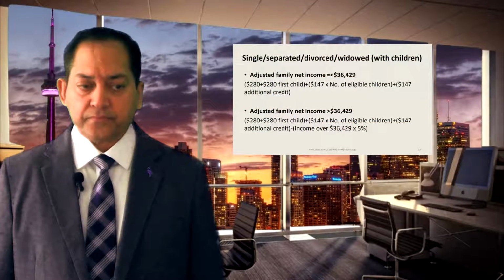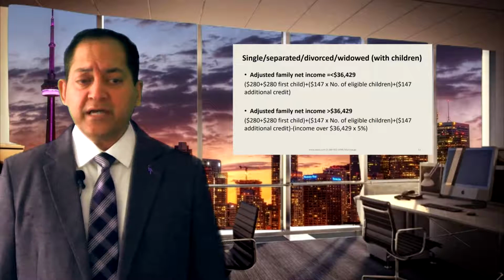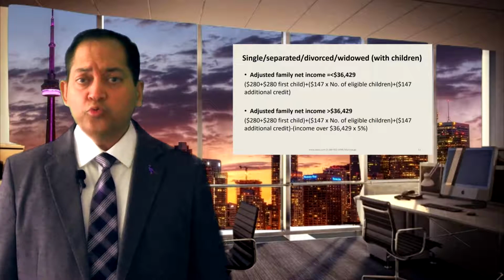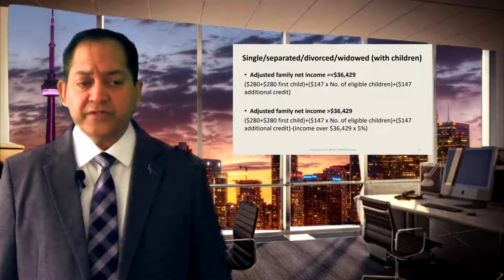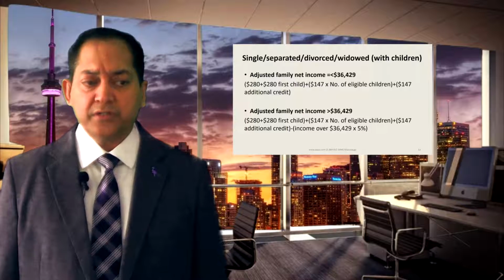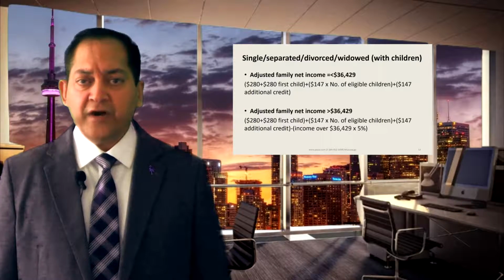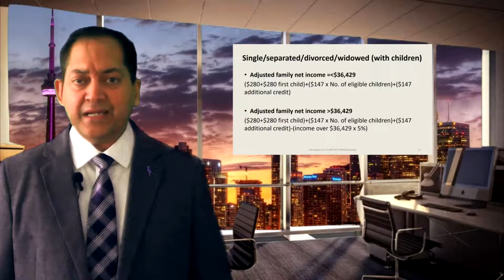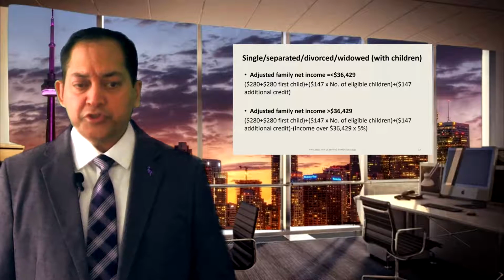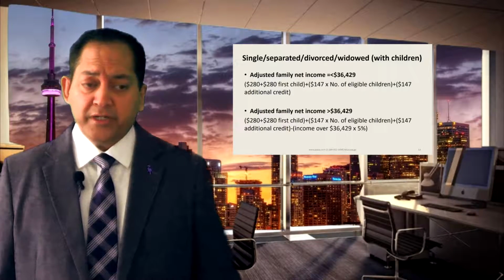Now, another situation may relate to single, separated, divorced, or widowed persons who have children. Now, the first situation is that your adjusted family net income is equal to or less than $36,429. Then what you will get is $280 for yourself, $280 for your first child, plus $147 for each additional eligible child, plus $147 additional credit, probably as a bonus.